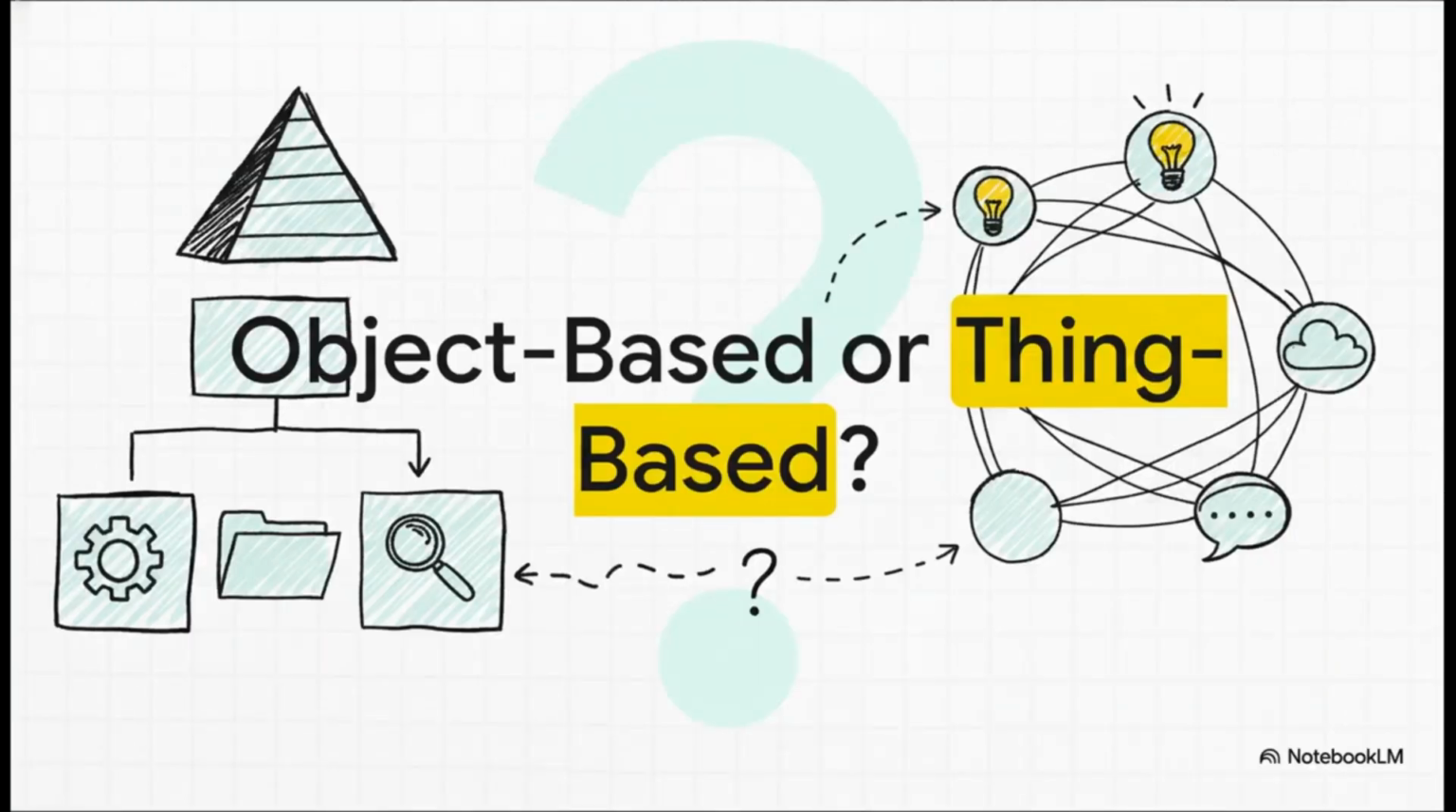This choice really boils down to two core philosophies. You've got the classic, hierarchical object-based navigation, or the more modern, context-focused thing-based navigation. Today, we are going to unpack exactly what each of these means for you and the app you're building.